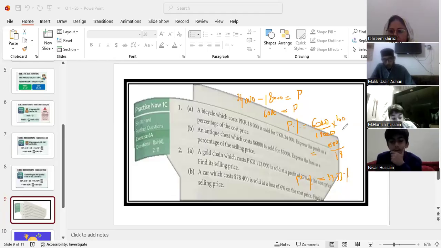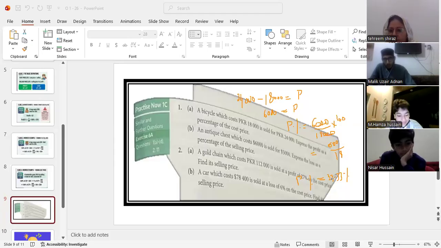Clear? Now, I just cut down the 3 zeros of 6,000 and the 3 zeros of 18,000. What is left? 600 over 18. When I divide both the figures, the answer is 33.33%. Is this clear now?